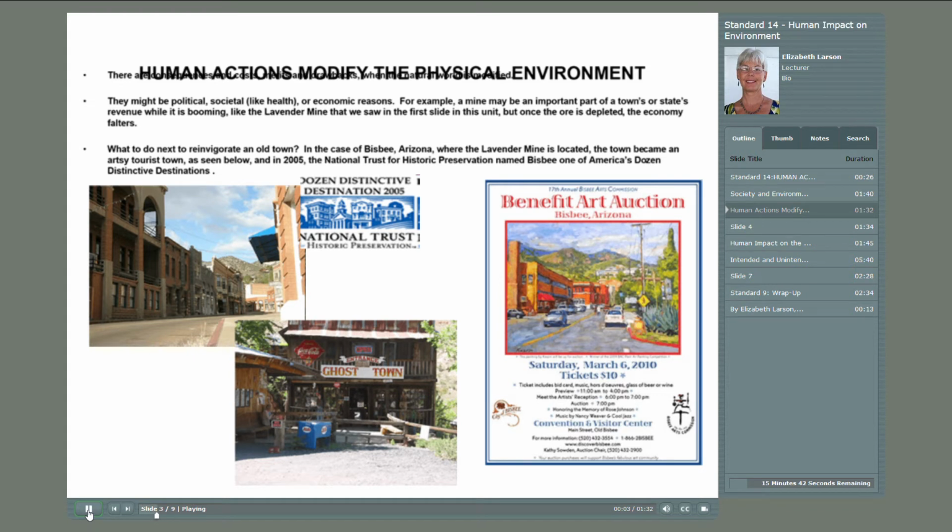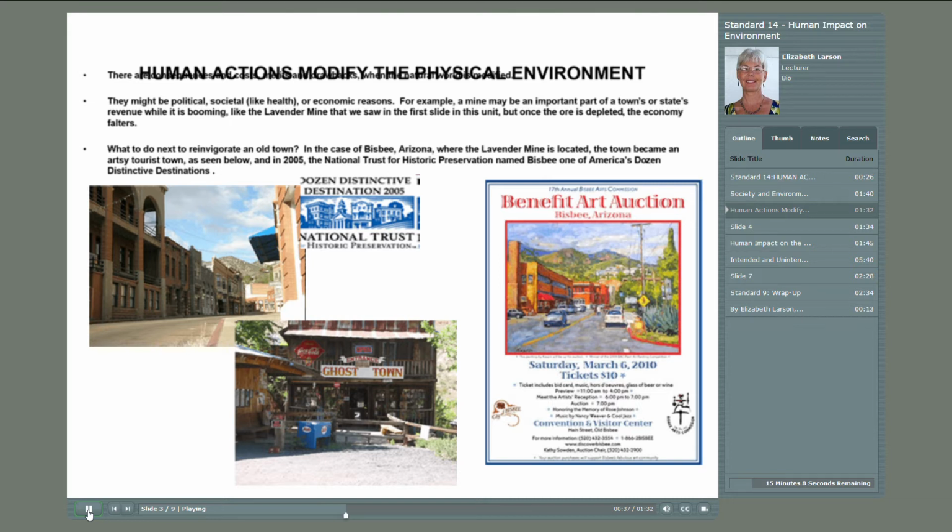There are consequences and costs, merits and drawbacks when the natural world is modified. They might be political, or societal like health, or economic reasons, like economic booms and busts. For example, a mine may be an important part of a town or state's revenue while it's booming, like the lavender mine that we saw in the first slide in this unit. But once the ore is depleted, the economy falters.